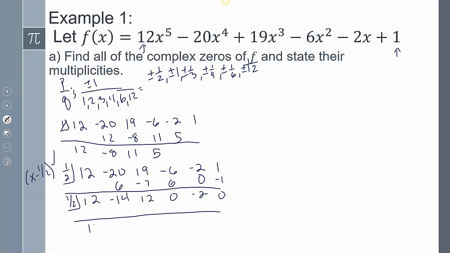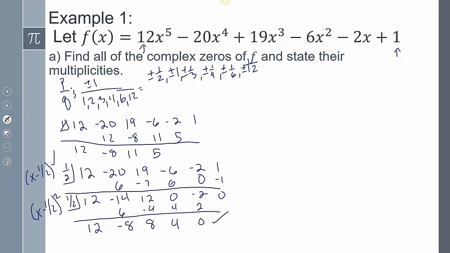And so checking 1/2 again, bring down the 12, multiply, add, multiply, add, multiply, add, multiply, add. So it works as well. So I also have another. So now it's x minus 1/2 squared because I have two of them. And so now I have to continue and check more.